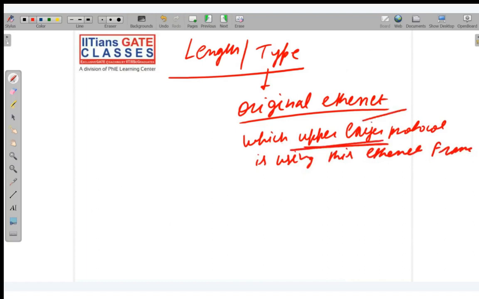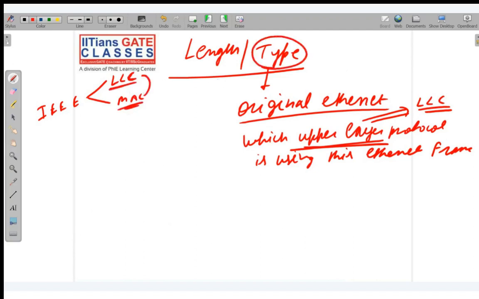We are talking about MAC, so the upper layer is LLC, logical link control. I have told you IEEE divided the data link layer into two parts, LLC and MAC. We have already studied LLC, now we are at MAC. So this type field was indicating which LLC protocol is using this MAC frame. In original Ethernet, this was the case.